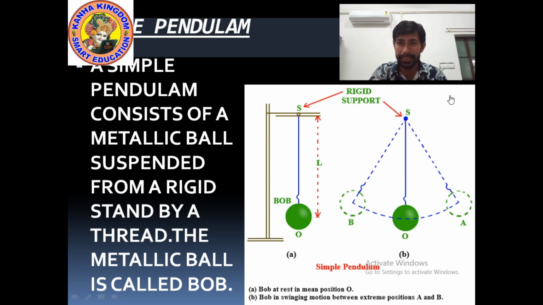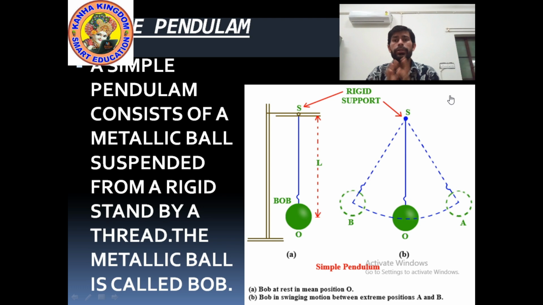The metallic ball is suspended from a rigid stand by a thread. With the help of a thread it is suspended, and the metallic ball is called bob. What is the name of that metal ball? The name of the ball is bob.